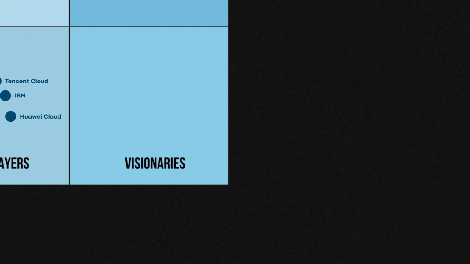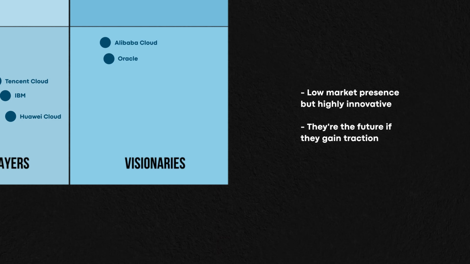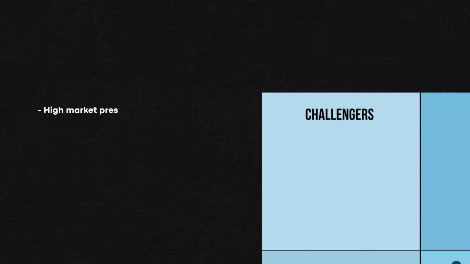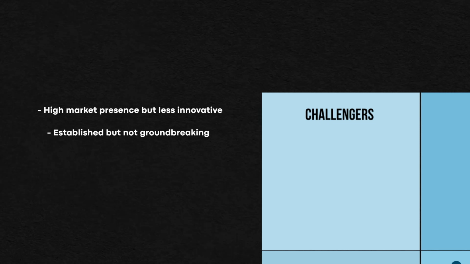So they're just focusing down on one small thing. The visionaries, so they're low in market presence, but they could be very innovative. So they are the future, so they are something to look out for. Challengers have a high market presence, but they're not as innovative. So they're established, but they aren't groundbreaking.